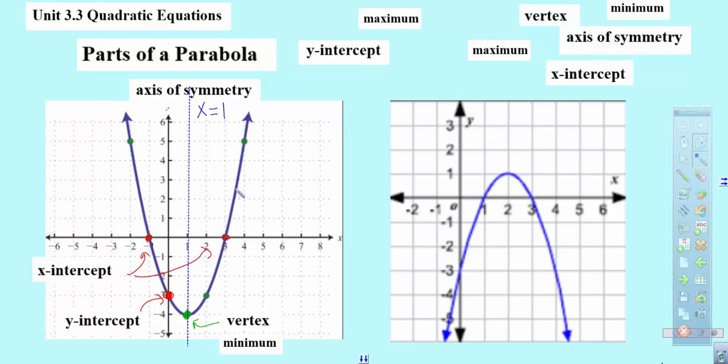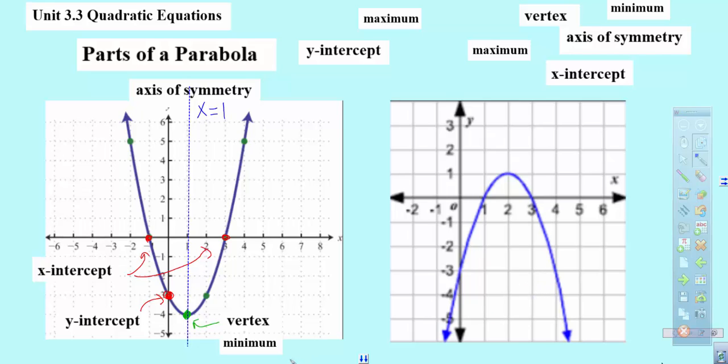The cool thing about the axis of symmetry is it splits your graph in half and makes your graph symmetrical. If I folded the right-hand side over on top, it would match up perfectly with the left-hand side. So it's like a line of symmetry, which is why it's called the axis of symmetry. Go ahead and take a minute here, hit pause, draw this up, and label its parts.